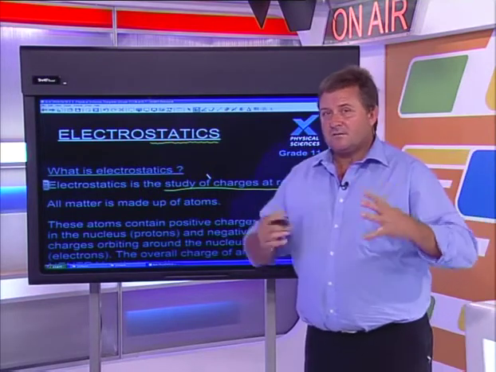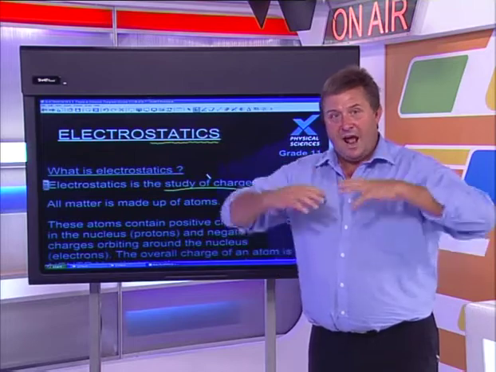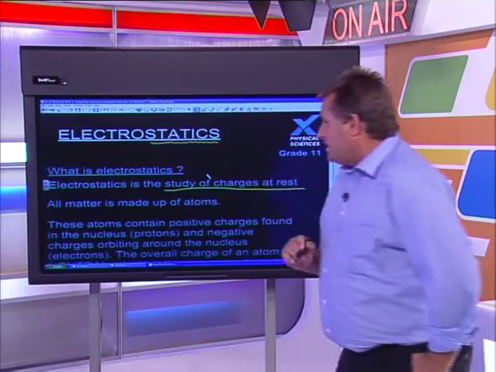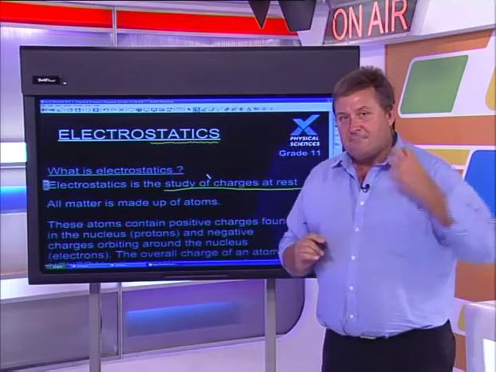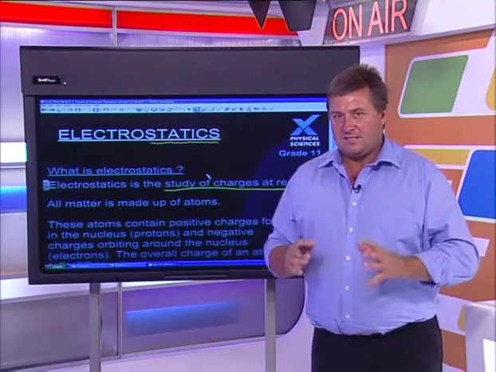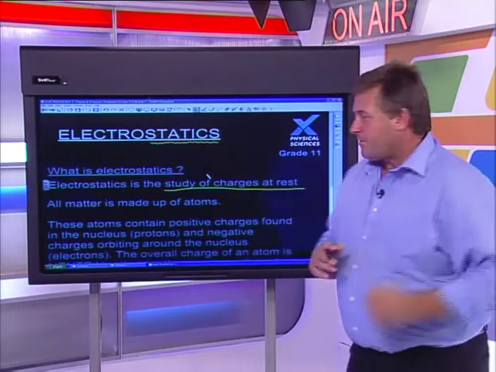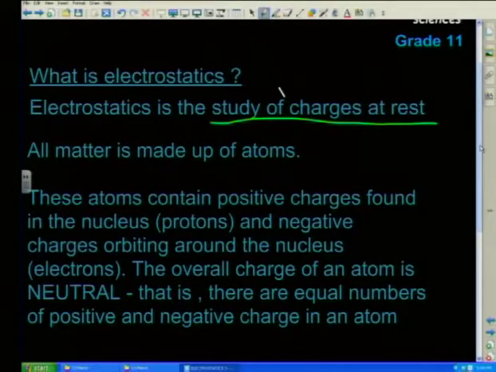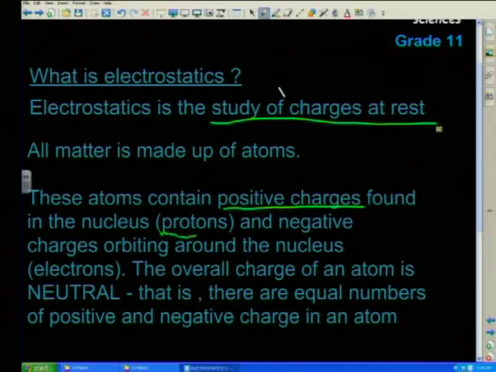Now let's just remind ourselves a little bit about what a charge is and how we develop our concept of charge. The first thing to remember is that all matter is made up of atoms. So we go right down to our basic building block of all matter, the atom. Again, all stuff from grade 10. Atoms contain positive charges, which are found in the nucleus, and we call those the protons. All revision from grade 10. And negative charges orbit around the nucleus, which we call the electrons.